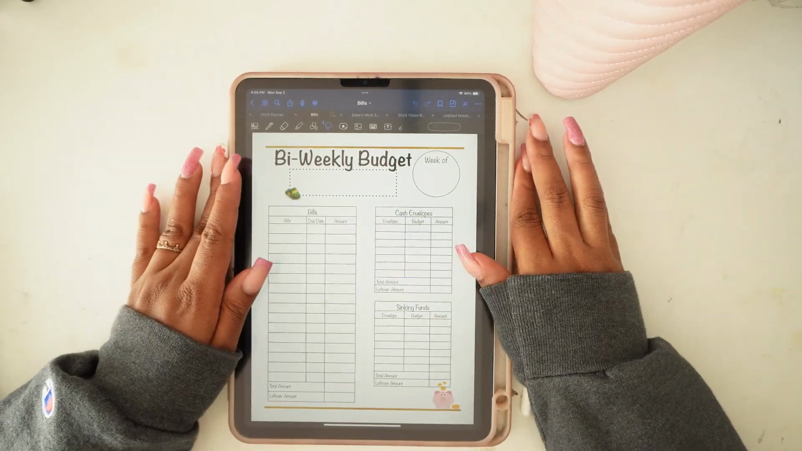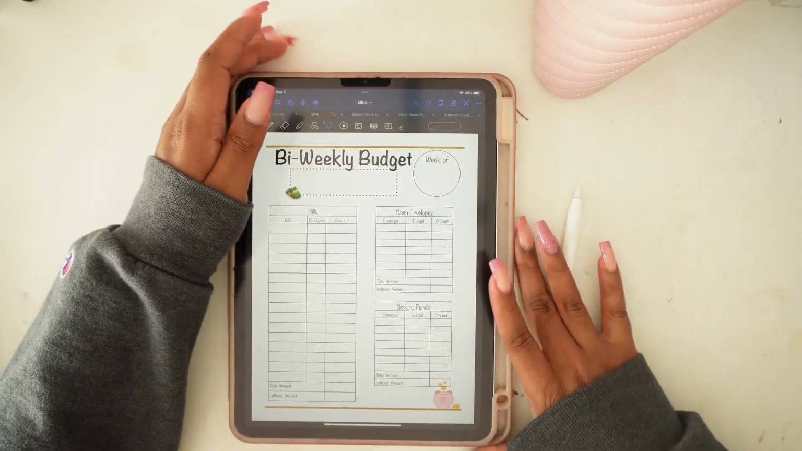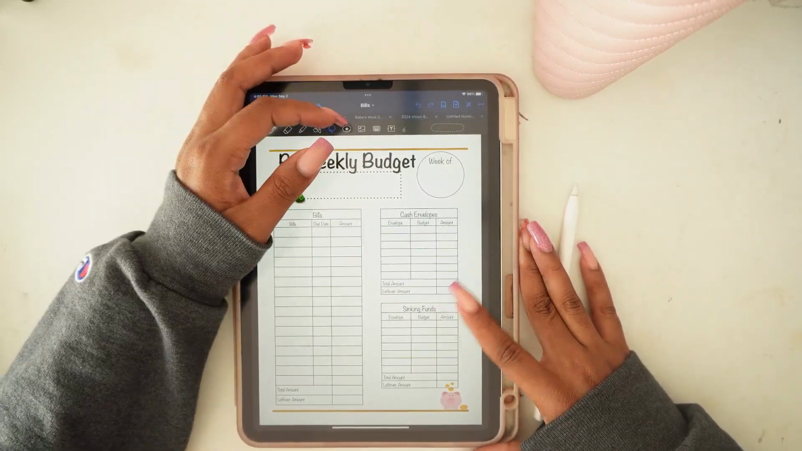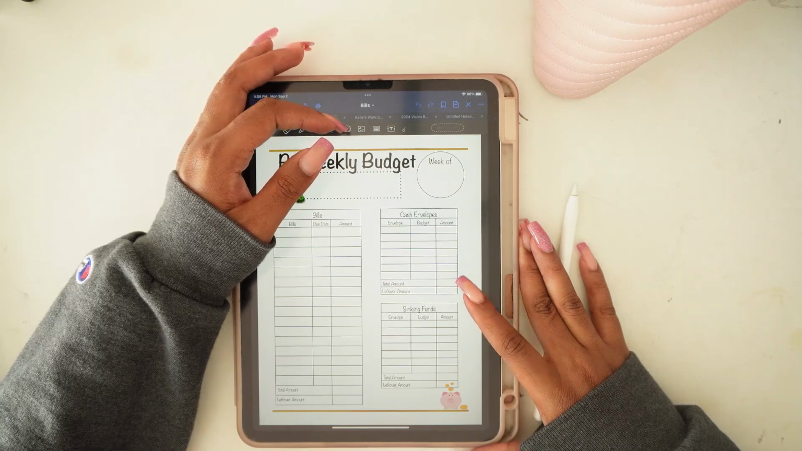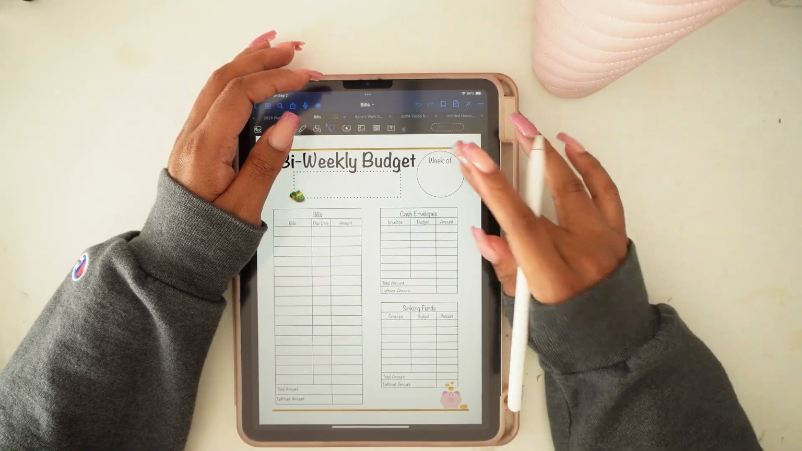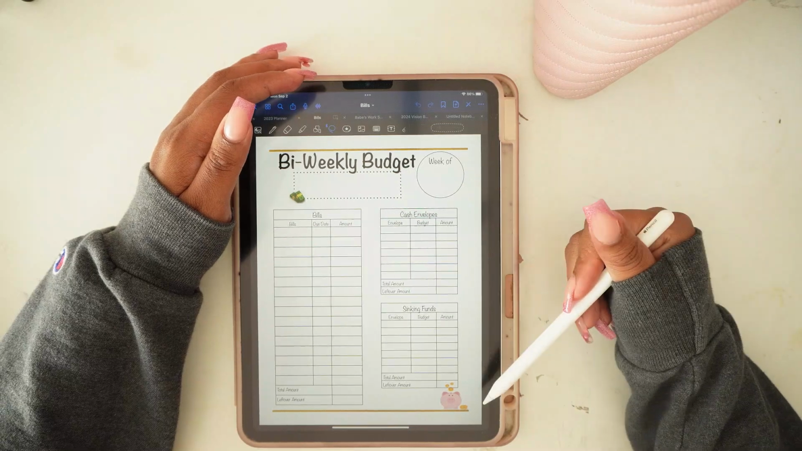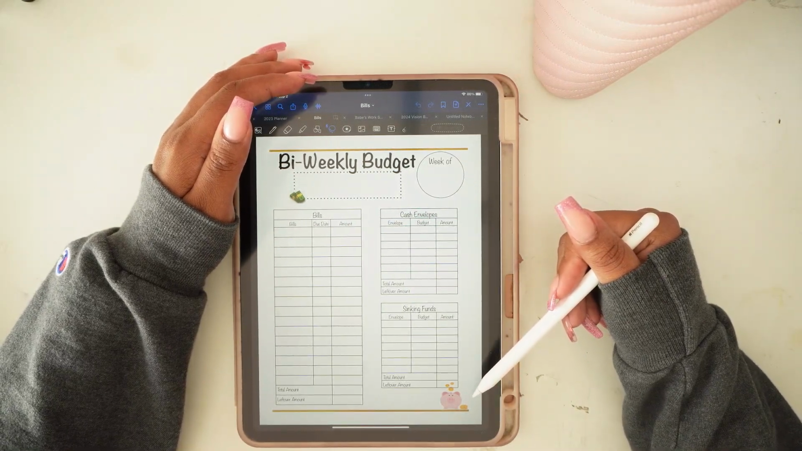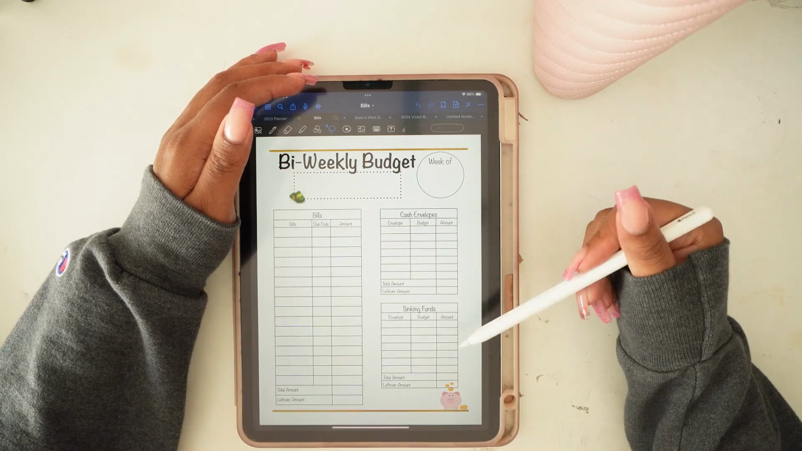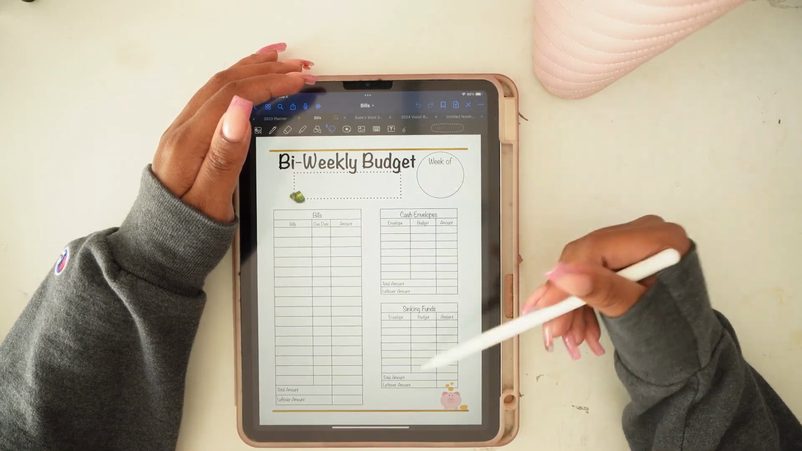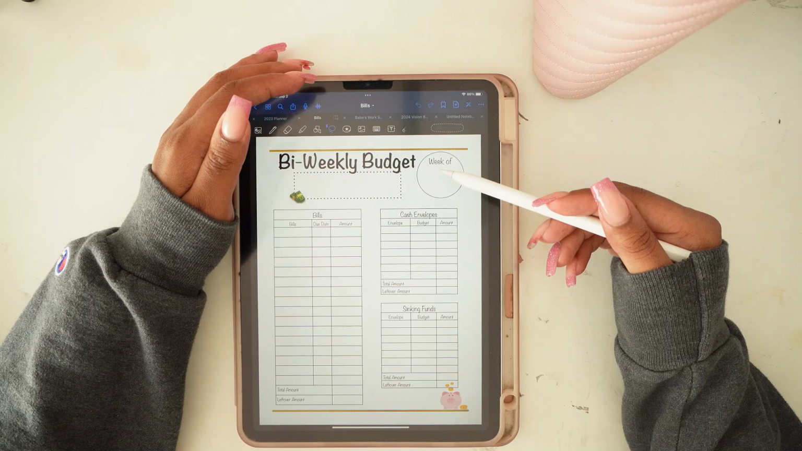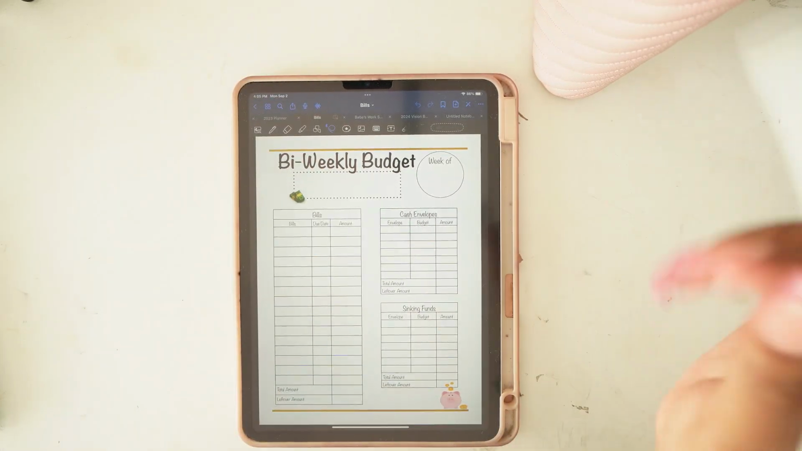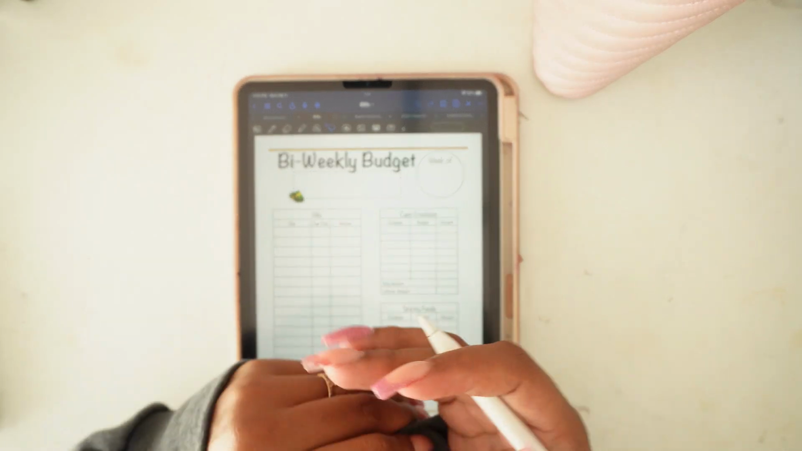So in today's video, we're going to be doing something new. We are going to be budgeting for my September 5th paycheck. So I use this template. This is something that I made myself to help organize my bills and my cash envelopes. So we're going to be using this template to budget out my paycheck for the week of September 5th.